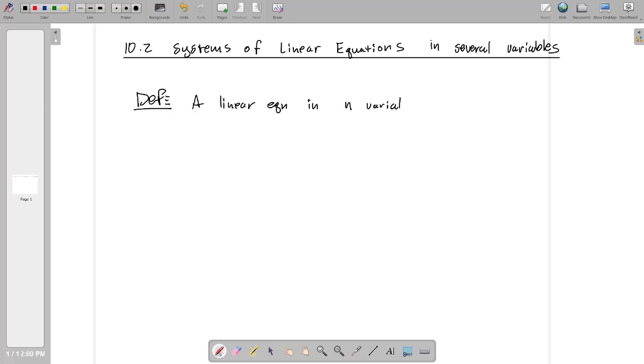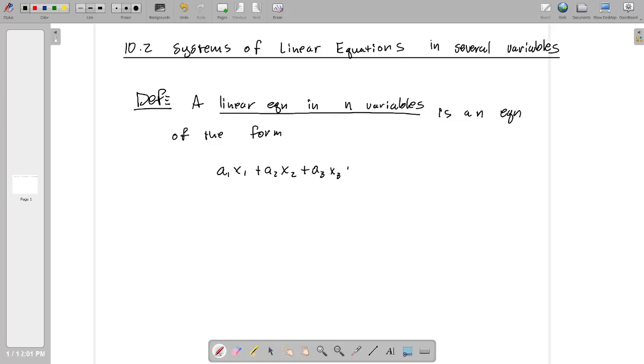A linear equation in n variables is an equation of the form a sub 1, x sub 1, plus a sub 2, x sub 2, plus a sub 3, x sub 3, all the way up to a sub n, x sub n equals c. Now note that these are different variables. X sub 1, x sub 2, all the way up to x sub n are different variables.